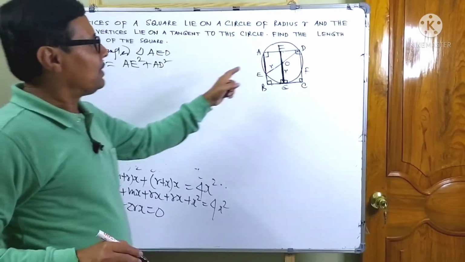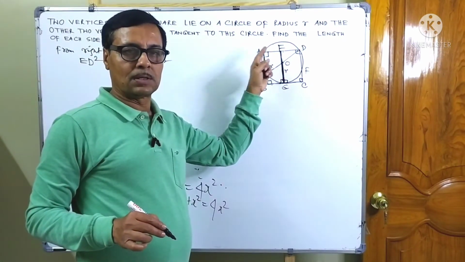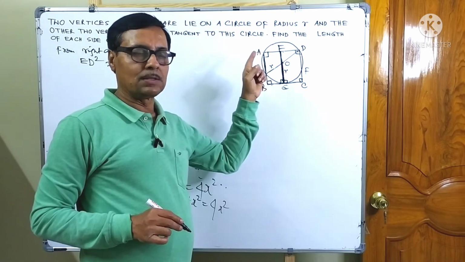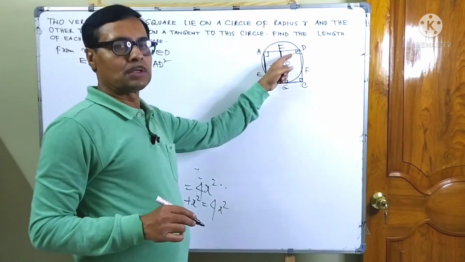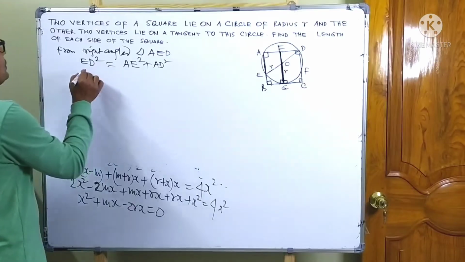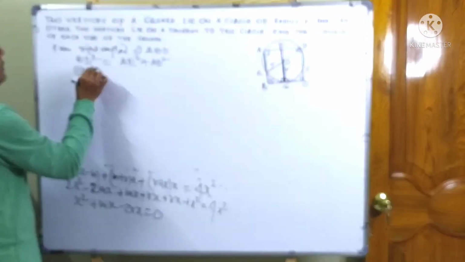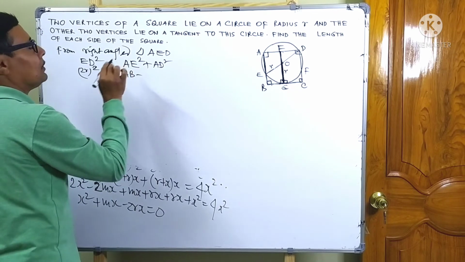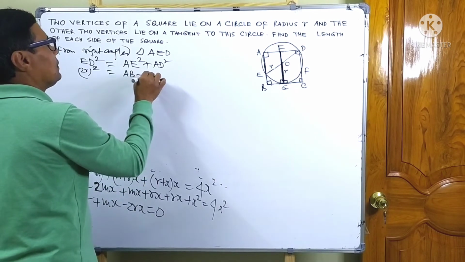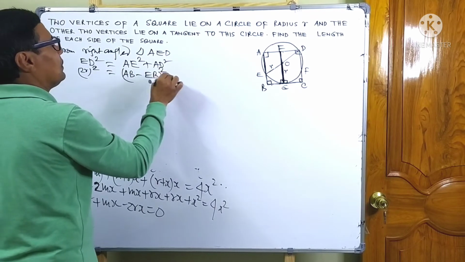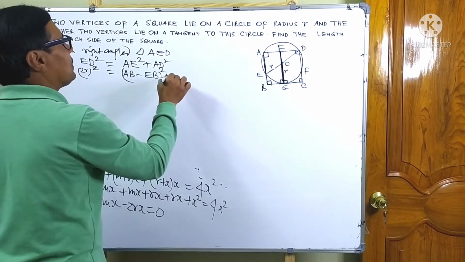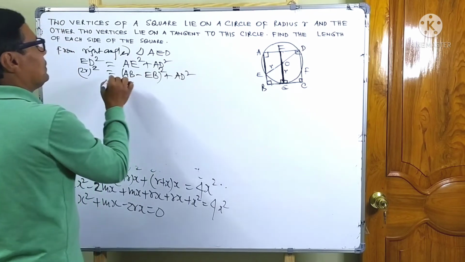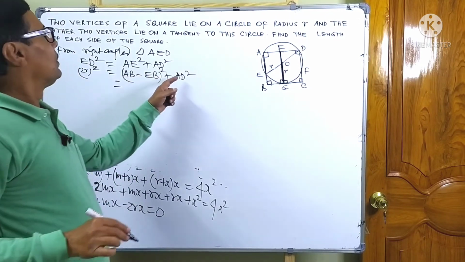So, the length of this diameter is 2r, because the radius of this circle is r. So, (2r) square is equal to AE square, where AE is equal to (AB minus EB), plus AD square.